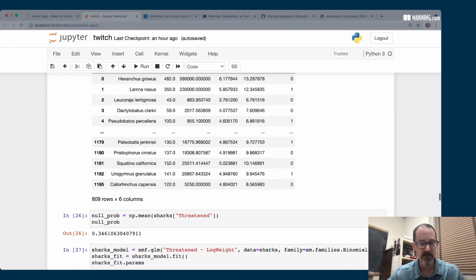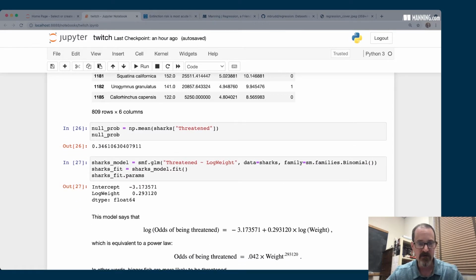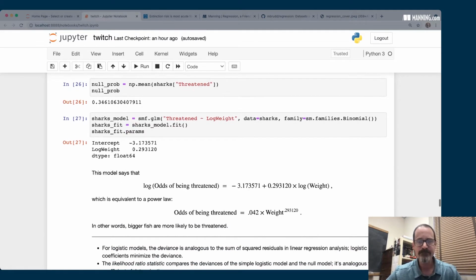All right, so the sharks model, here we have our logistic model. So we use statsmodels. Again, the formula interface, threatened is our response, log of weight is our predictor. It's a binomial logistic regression. And here are the parameters that we get out of it. So in my book, if you want to see the details of how this model is fitted to the data, I explain all that in detail, but this is not really the place for that. But here's what you get for the parameters, the coefficients.